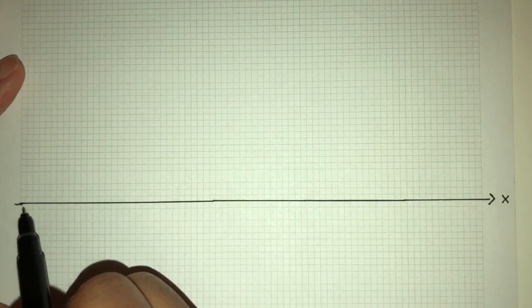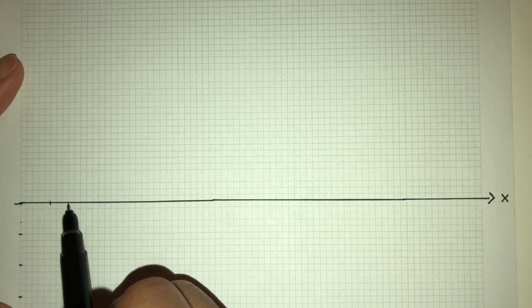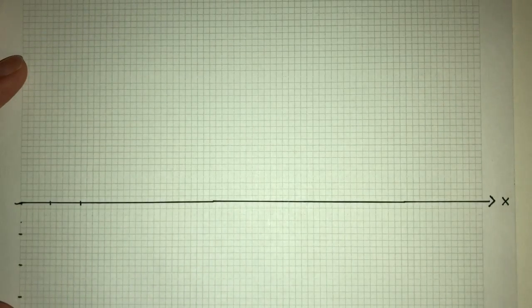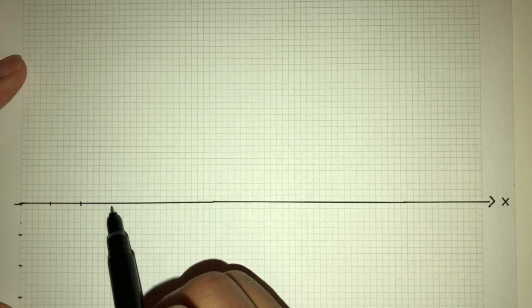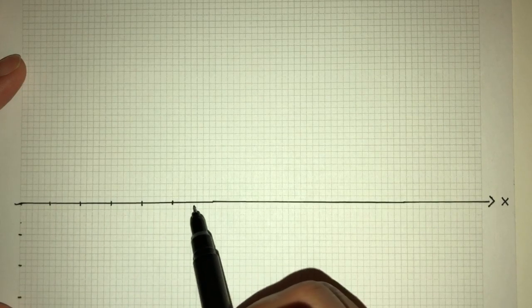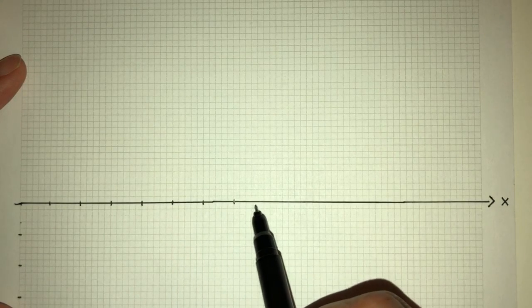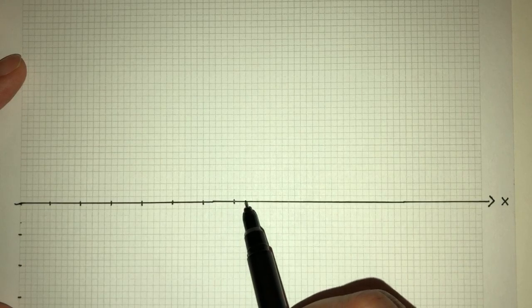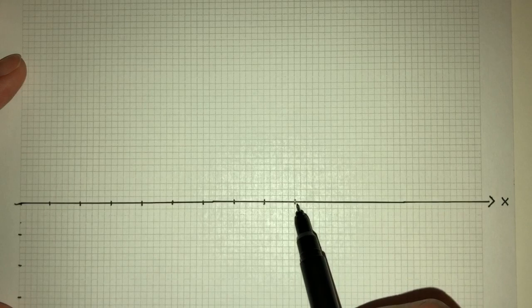So I count 1, 2, 3, 4, 5. That's the first mark. 1, 2, 3, 4, 5. So feel free to skip because I have to draw this. It's going to take some time. 5, 5, 5, 5, 5, 2, 3, 4. Okay, almost done.